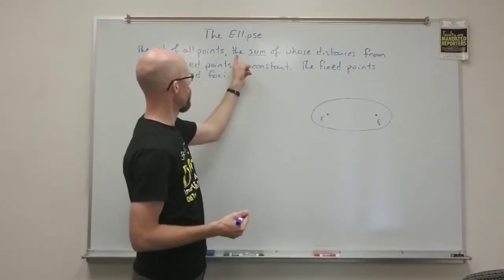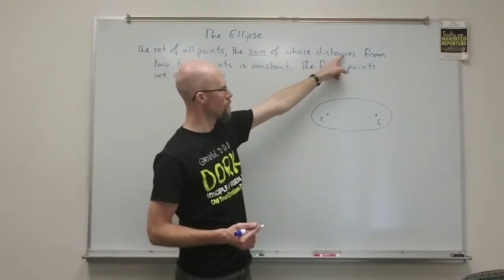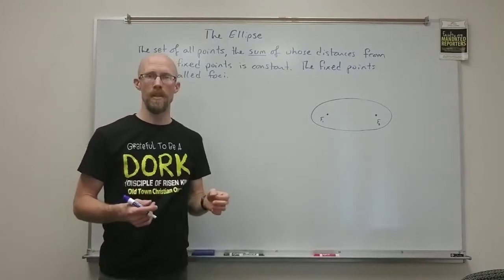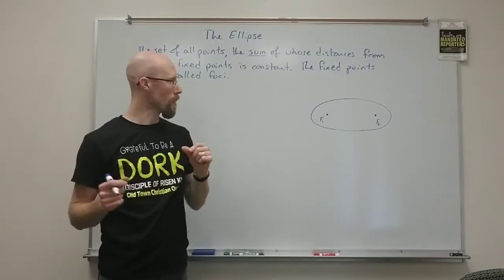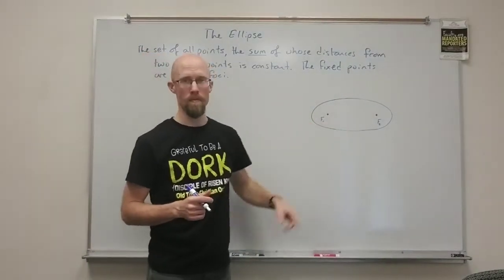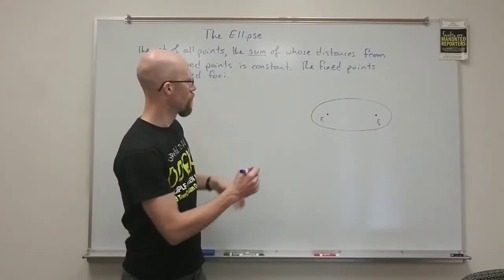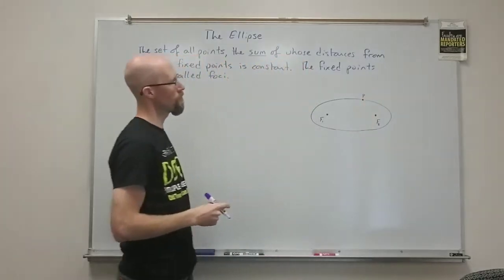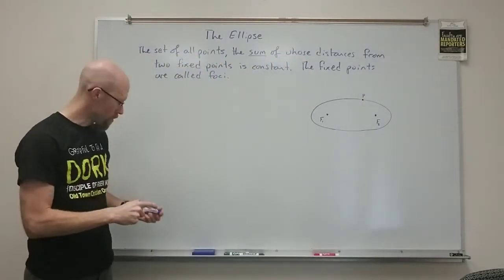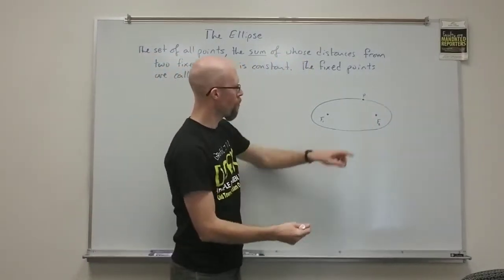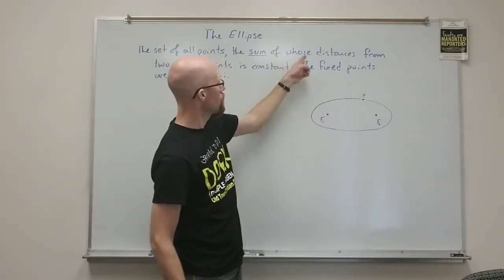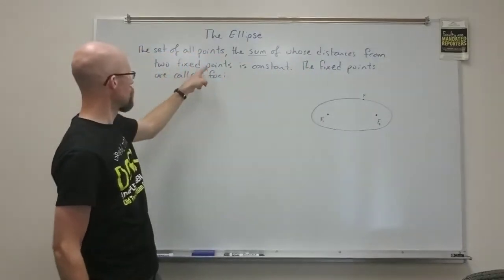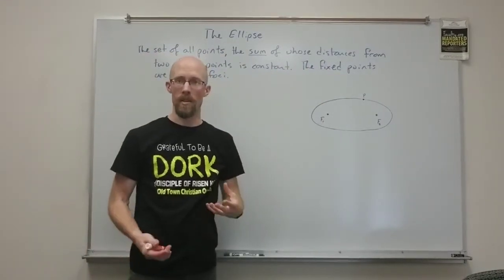Now the definition of an ellipse is a set of all points, the points on the outside here, the sum of whose distances from two fixed points is constant. Now the two fixed points are called the foci, okay? Focus 1, focus 2. Now the points on the ellipse, I'll call them P for now. It says that it's the set of all points, the sum of whose distances, so you add up the distances from two fixed points, and it's constant.